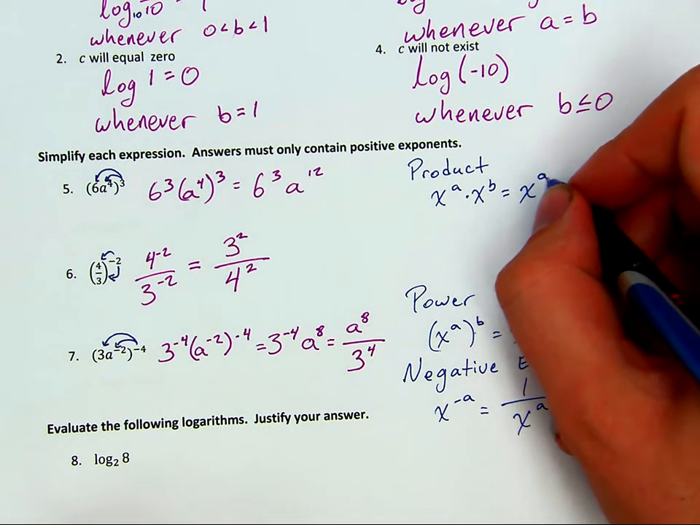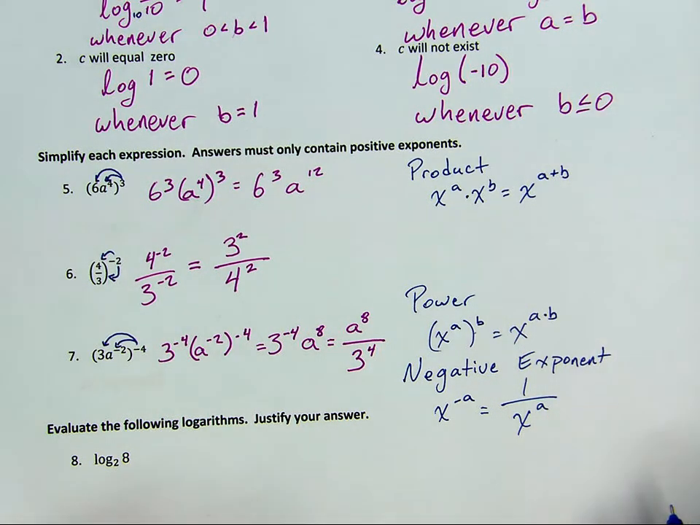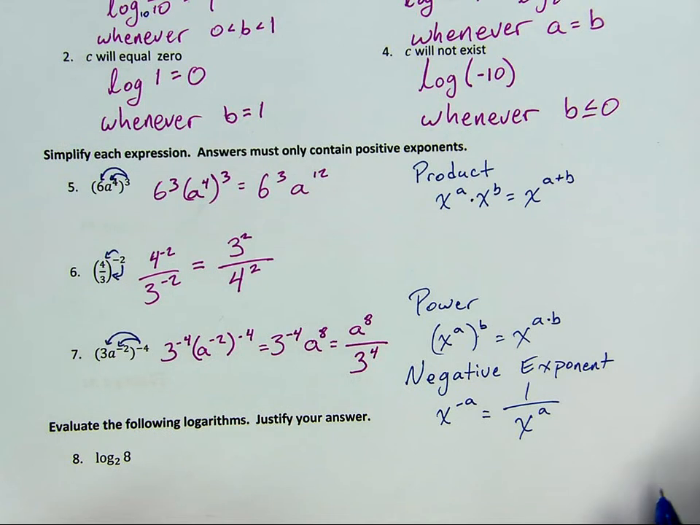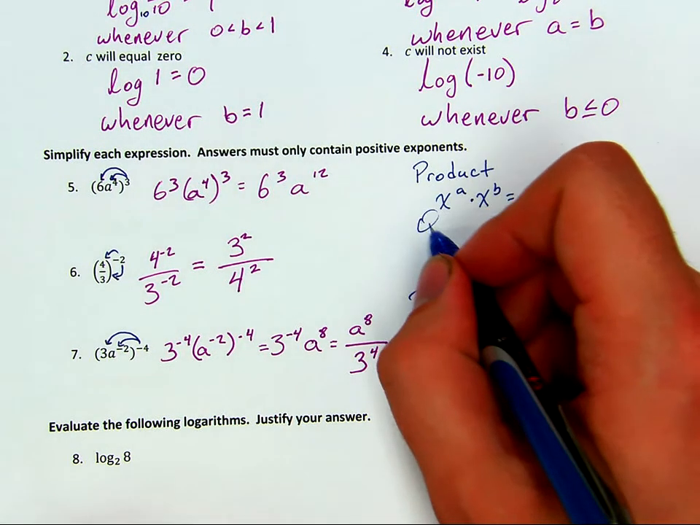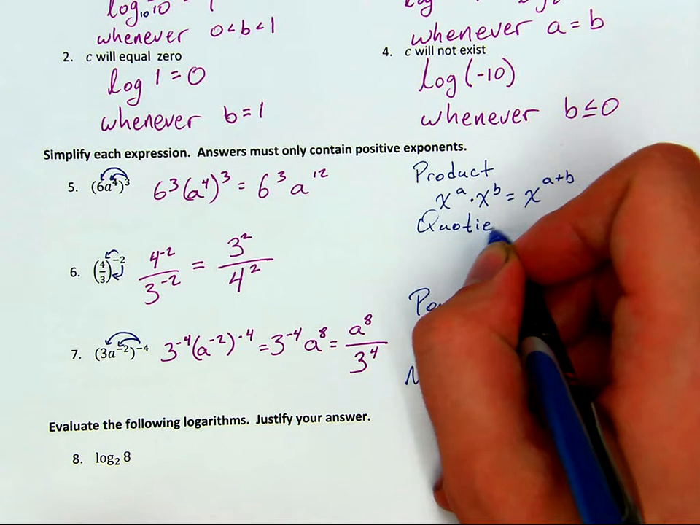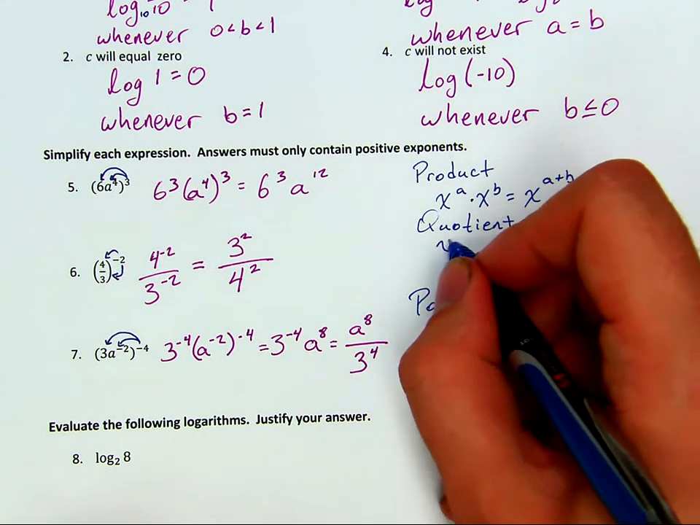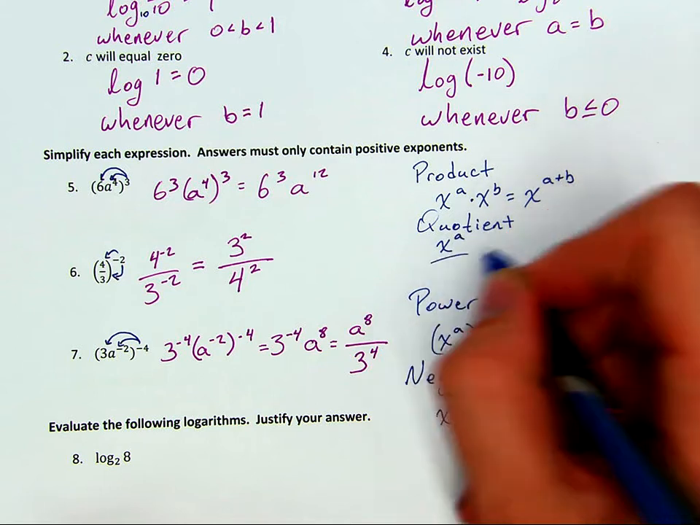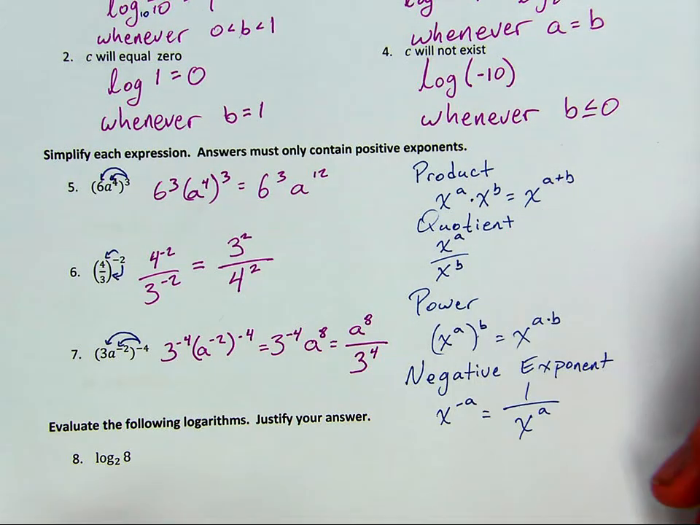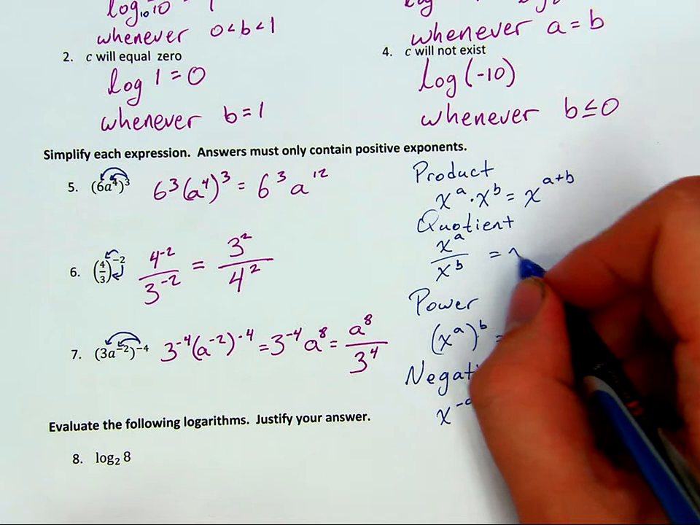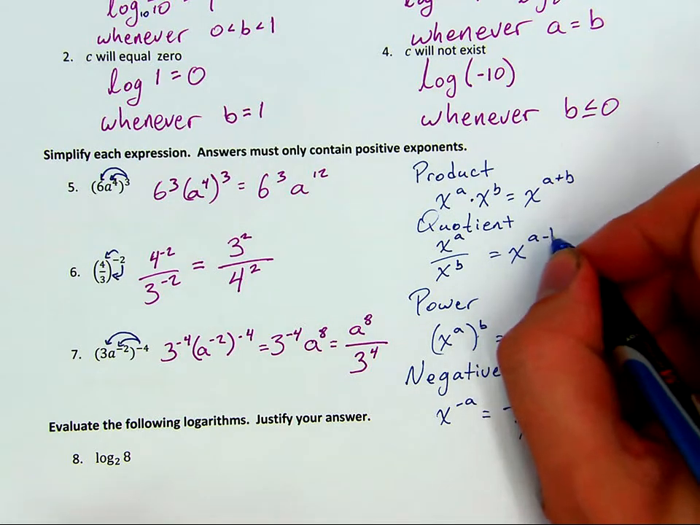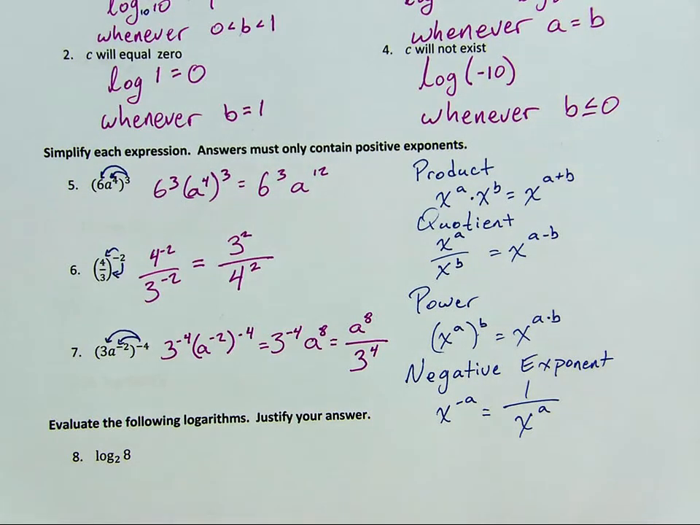And then the last rule is the quotient rule. And that's where you have 2 bases dividing each other. And to simplify that, subtract the exponents. So when it comes to exponential rules, these are the 4 that we're going to want to focus on mostly. Now, moving on to number 8, 9, and 10.